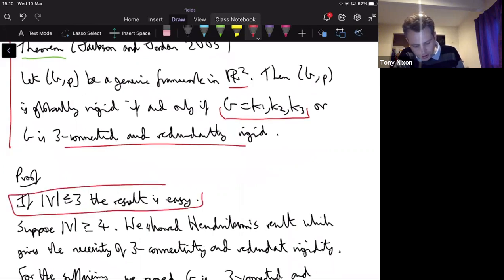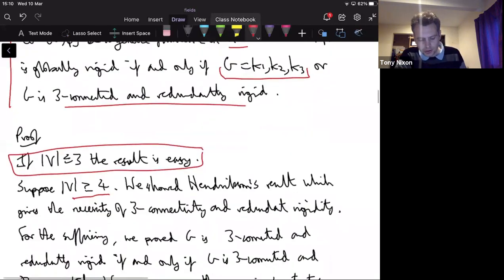It's just globally rigid if and only if the graph is complete. So we can suppose we have at least 4 vertices. In the first lecture on global rigidity, we proved Hendrickson's conditions, which showed that in any dimension, global rigidity implies redundant rigidity and D+1 connectivity.